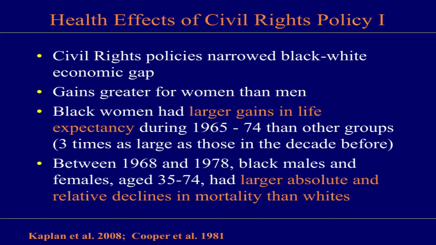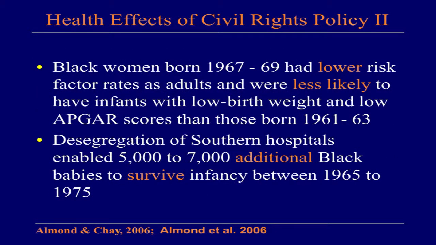So the health effects of civil rights policies narrowed the black and white economic gap. The gains were greater for women than men. Black women had larger gains in life expectancy during 1965 to 1974 than other groups. Between 1968 and 1978, black males and females aged 35 to 74 had larger absolute and relative declines in mortality than whites. Black women born between 1967 and 69 had lower risk factor rates as adults and were less likely to have infants with low birth weight and low APGAR scores than those born between 1961 and 63.